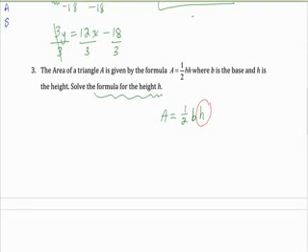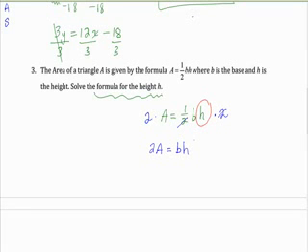Now, I think I would like to first get rid of the fraction. How do I undo a fraction next to a variable? Multiply by the reciprocal, which in this case would be 2 over 1 or just 2. So if I multiply this whole thing by 2, then that goes away, and this becomes 2A equals bh.